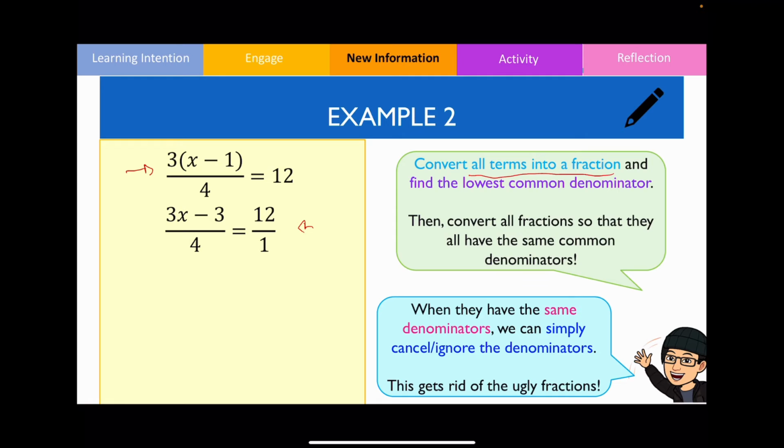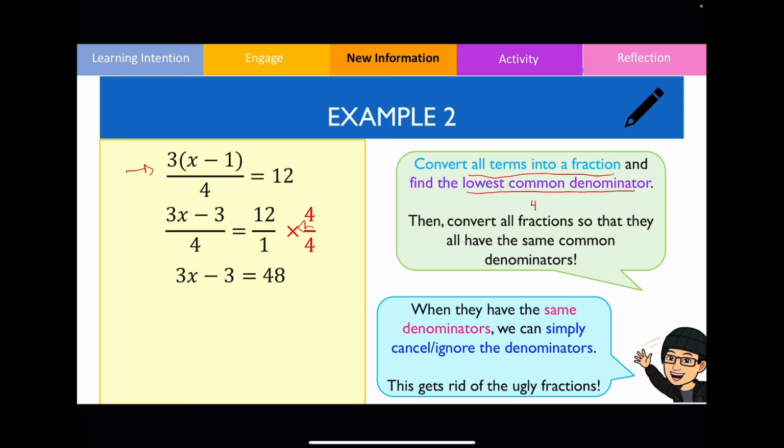Now that you've expressed everything as a fraction, I'm going to identify the lowest common denominator, and in this case, that's going to be equal to 4. So we'll multiply 12 over 1 by 4 over 4, and by doing so, I'm going to get this as an answer. And now that all the denominators are the same, I simply ignore it and cancel it out like so.